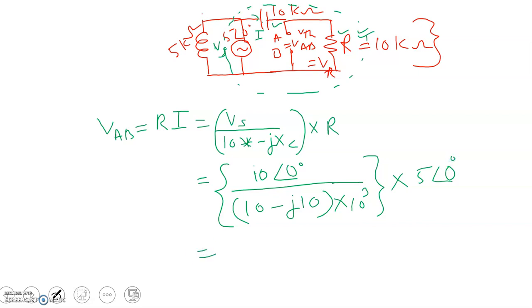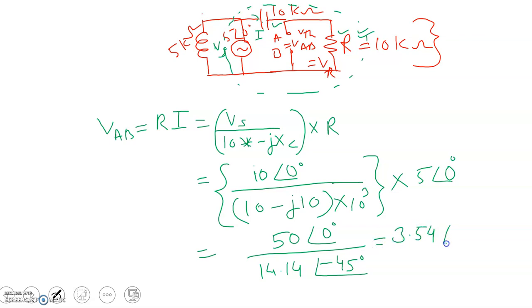So this will give you 50 angle 0 degrees divided by 14.14, and the angle is minus 45 degrees, and ultimately we will get 3.54, and angle is 45 degrees. So this is the voltage which we are interested in. This is the Thevenin's voltage.